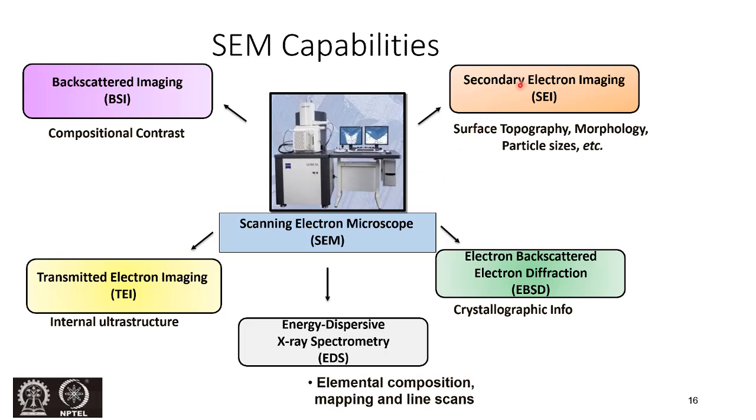Then we have secondary electron imaging, which gives surface topography, morphology, and particle size. Normally we use SEM for secondary electron and backscattered electron imaging, and also EDS for elemental mapping. Transmitted electron imaging is rarely used, but EBSD is widely used when we want to check the crystal structure of a material, normally for metals.